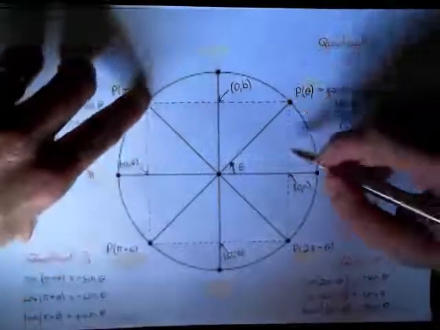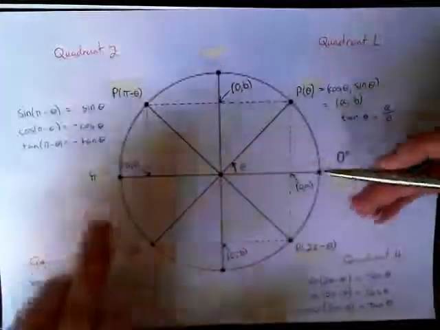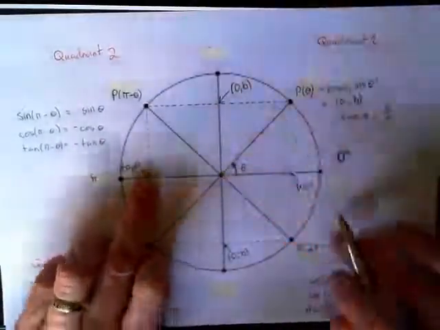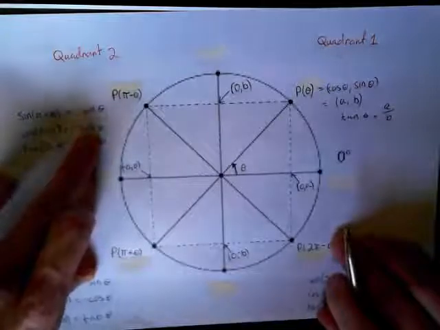That distance there is in the positive direction. It's the same distance. We can see that the cos of this angle has the same magnitude as the cos of the angle in the first quadrant, but it's in the negative direction. So cos of pi minus theta equals negative cos theta.